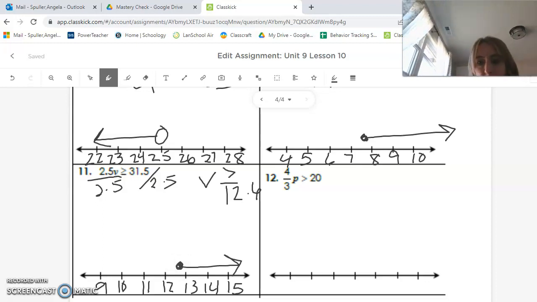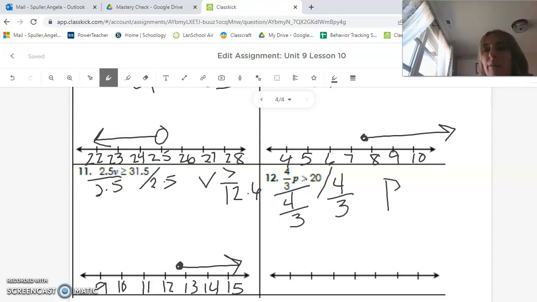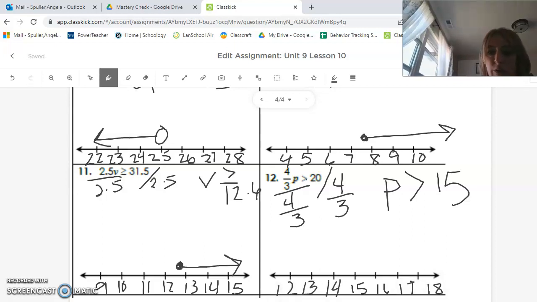All right, so p is being multiplied by this, so we're going to divide it. So I'm going to divide it by 4/3. Okay, divide it by 4/3. When I did that, I got p is greater than 15. Okay, 15, 16, 17, 18, 14, 13, 12. It's an open circle, and p is greater.